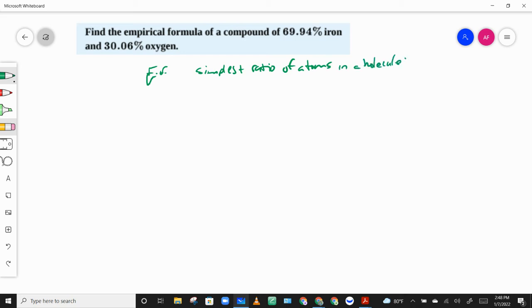For example, let's say we have C2H6. Let's say, for example, this is not the simplest ratio of carbon to hydrogen. Okay, the simplest ratio would be CH3 because each of these numbers we can divide by 2. So that would be the empirical formula, CH3, of something like C2H6. Okay, that is the definition of an empirical formula. And we can find empirical formula if we're given percent composition.